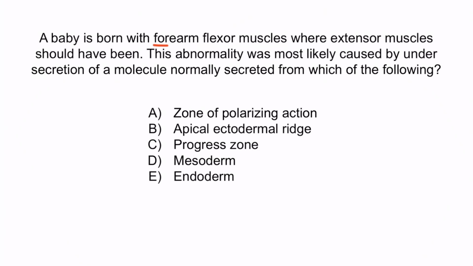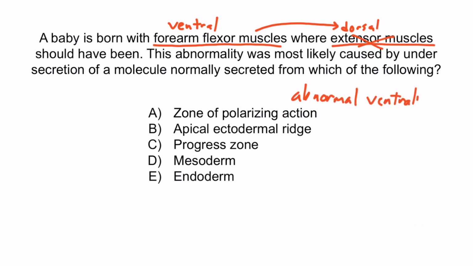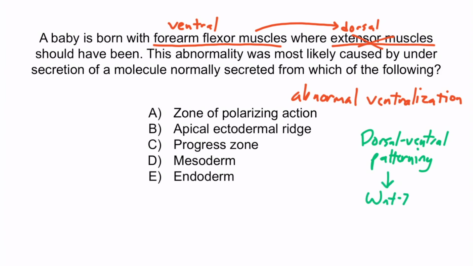Now we know that forearm flexor muscles should be on the ventral surface, and the extensor muscles should be on the dorsal surface. However, instead of these extensor muscles, these forearm flexor muscles are on the dorsal surface. In other words, there's ventral anatomy on the dorsal surface. We call that abnormal ventralization of his arms. And since we're dealing with ventral and dorsal patterning, ultimately we should be thinking about dorsal ventral patterning. What gene and protein are responsible for dorsal ventral patterning? That would be Wnt7. And this protein is secreted from the apical ectodermal ridge, which is choice B.